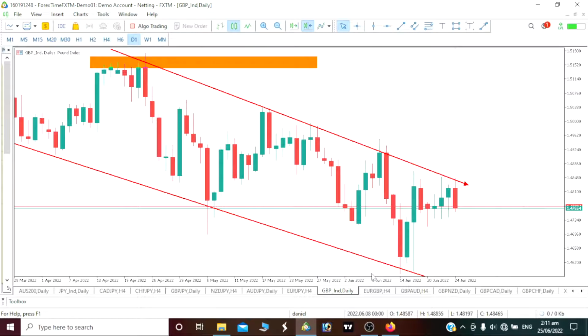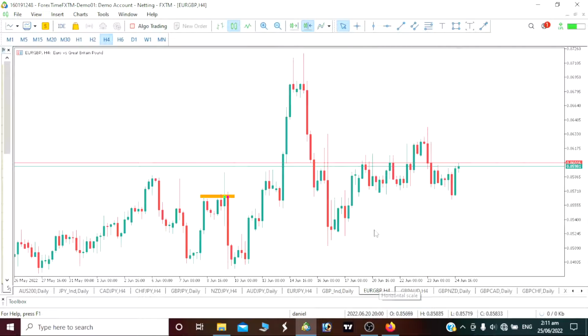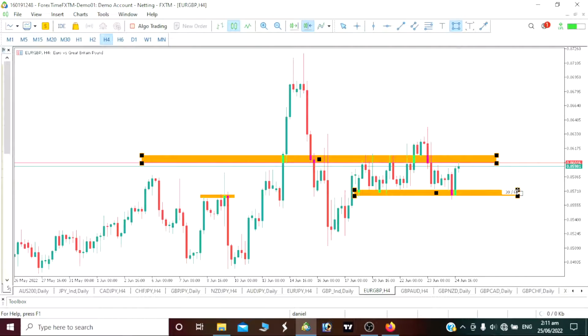Now on our euro pound, by the way, as we will be doing our analysis on our euro pound, I will be analyzing it first of all, starting with our highs and our lows, which is about our resistance and also our support area here. I'll be marking it as a support area here.